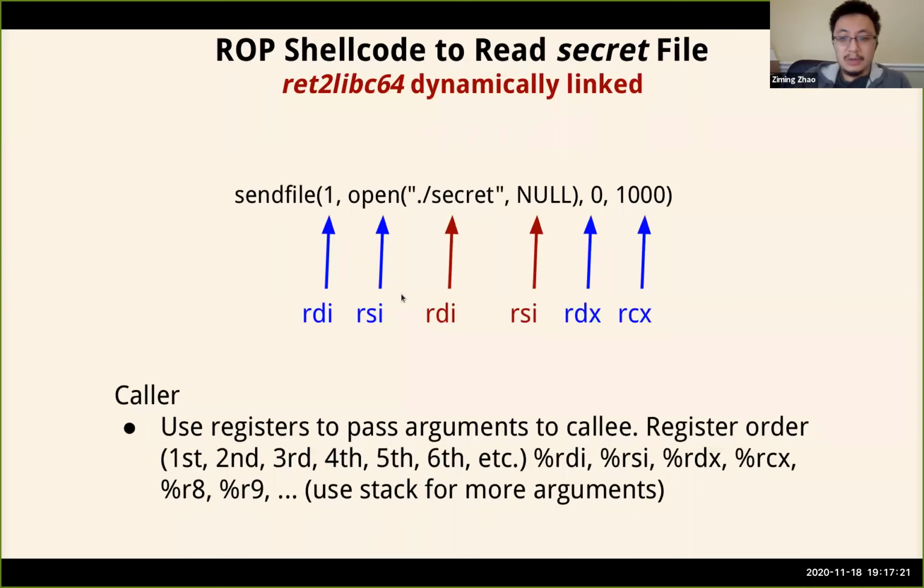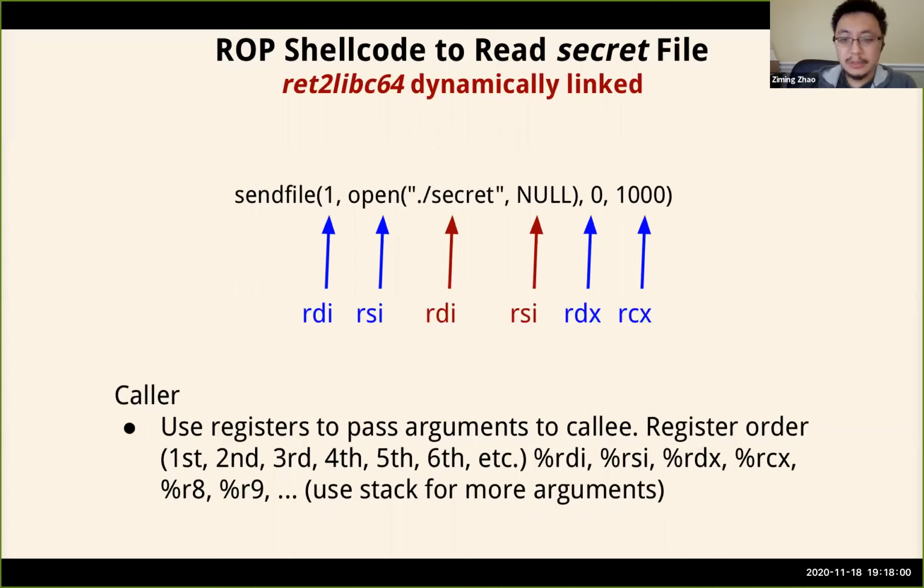Okay, so today what we're going to do is develop a ROP shellcode to read a local file called the secret. And we're going to use the binary we used last week, which is return to libc 64-bit. So you actually have this binary. We're not using the static version, we're using the dynamic version. So we can do this together. You have this binary, you have the ROP gadget, so we can do this together.